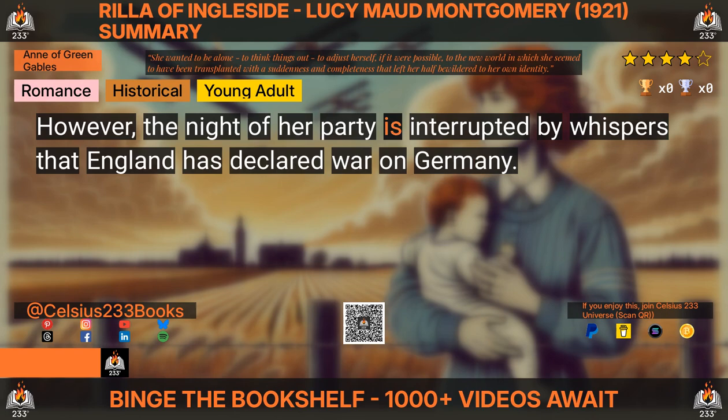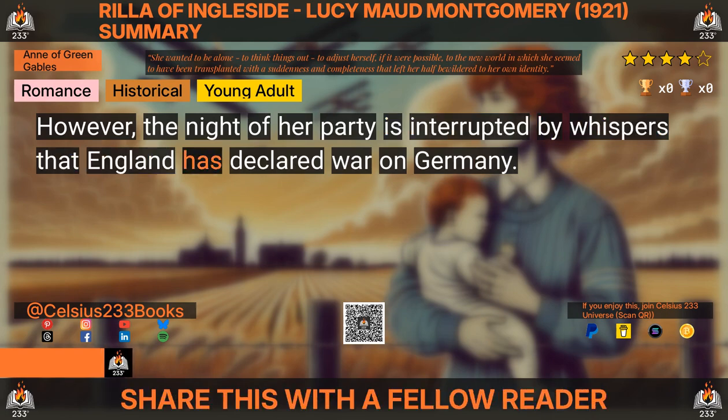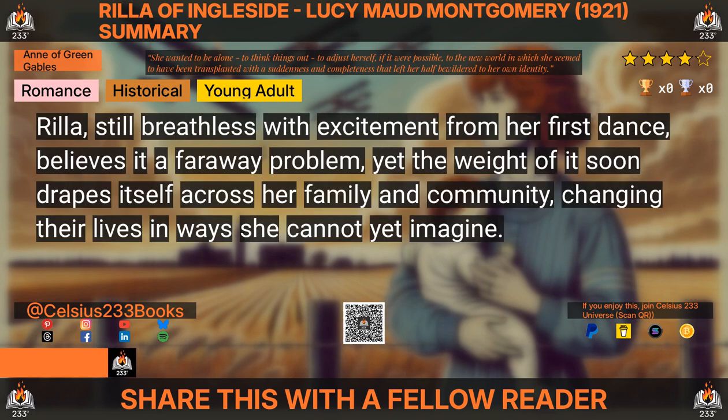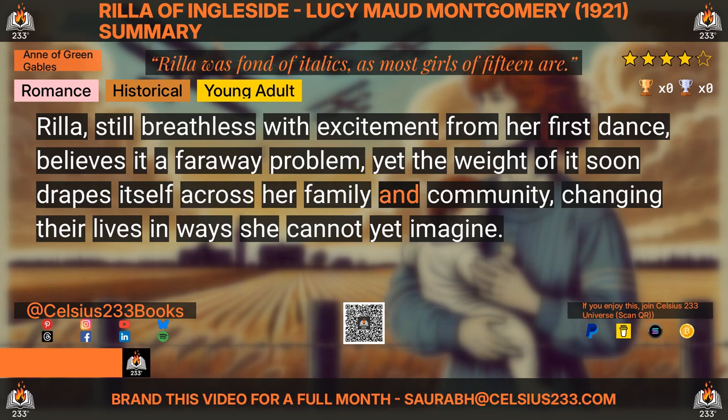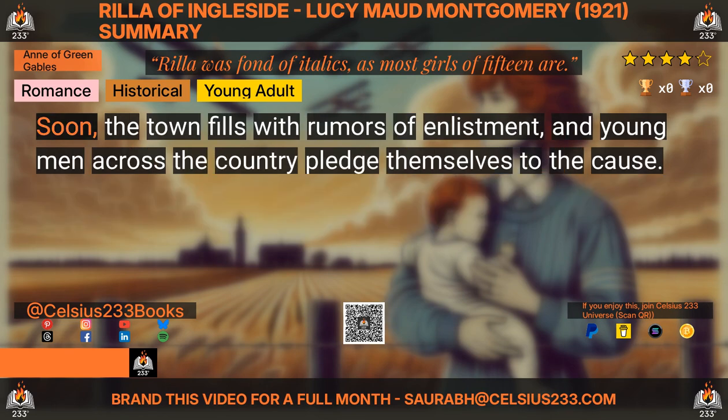However, the night of her party is interrupted by whispers that England has declared war on Germany. Rilla, still breathless with excitement from her first dance, believes it a faraway problem, yet the weight of it soon drapes itself across her family and community, changing their lives in ways she cannot yet imagine.